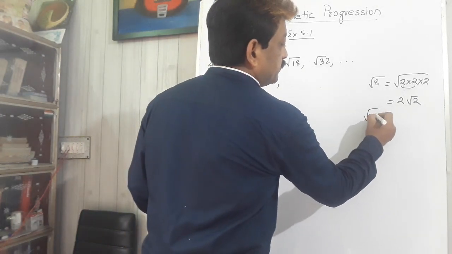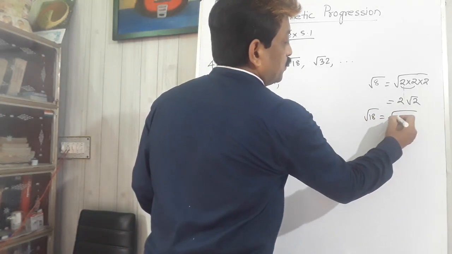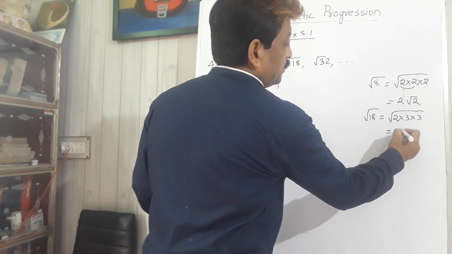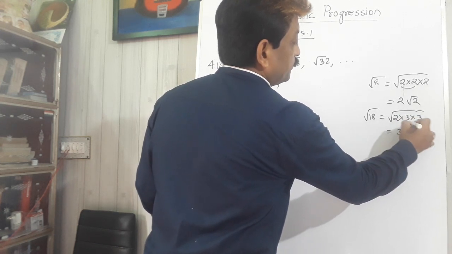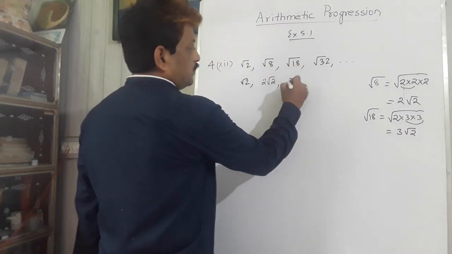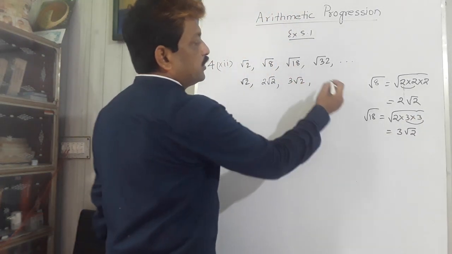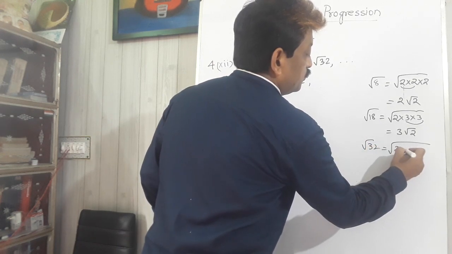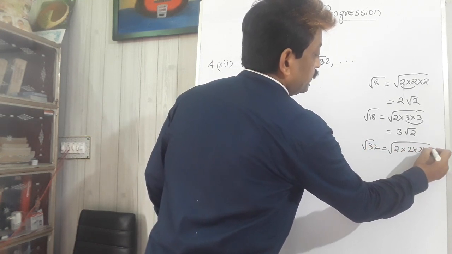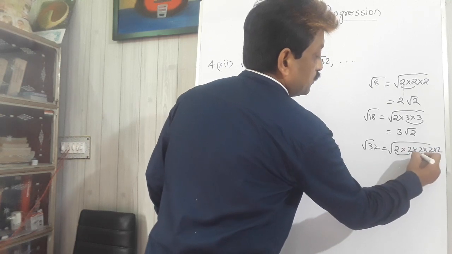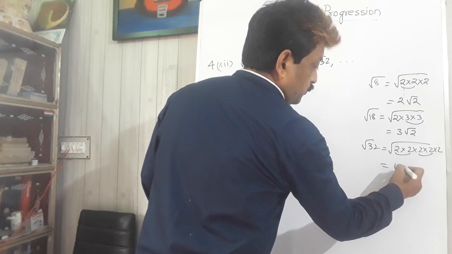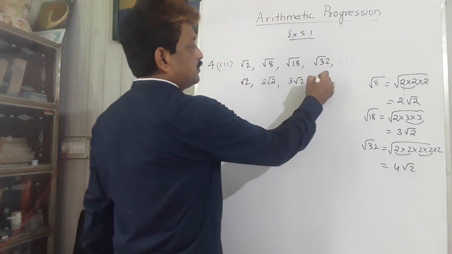Similarly, root 18 can be written as root of 2 multiplied by 3 multiplied by 3, so it is 3 root 2. And root 32 is 2 into 2 into 2 into 2 into 2. So there are two sets of 2 that will come out, that is 4 root 2. So it is written as 4 root 2.